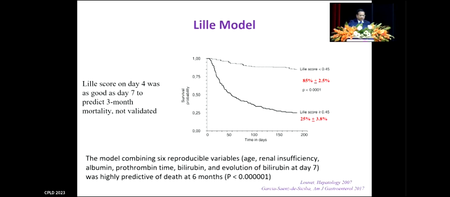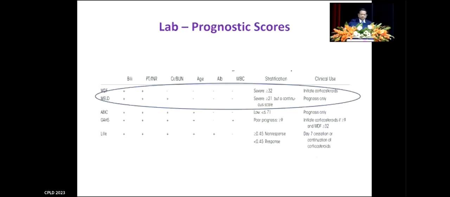If a person has a Lille score of less than 0.45, he has an 85% chance of survival, versus a Lille score of more than 0.45, where the survival goes down significantly. So if you assess the score at day 7 after giving steroids, we can decide whether to stop steroids, and it tells us about the prognosis of the patient. Another paper assessed the score at day 4 also, but it has not been really validated.